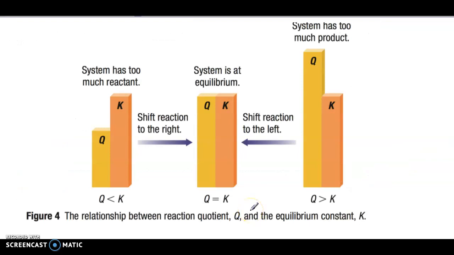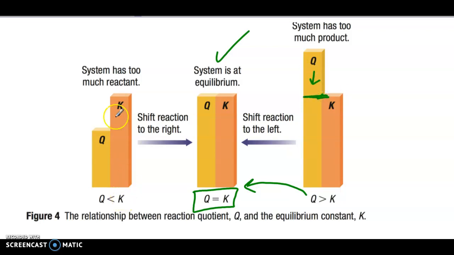So here's just kind of like a visual representation. If your Q is equal to your K, that means you have equilibrium. If your Q value is too big compared to K, that means there's too much product. There will have to be a shift to the left to make more reactant to get to this point, right? We want to lower the Q number to make it equal to K.